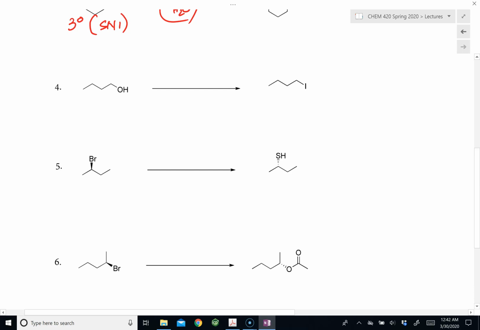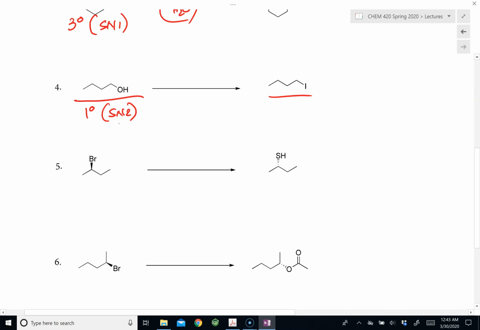And now for number 4. So we want to convert an alcohol into an alkyl iodide. How will we be able to accomplish this transformation? Here, again, let's analyze the substrate. Our substrate is primary, and the molecule doesn't have a chiral center on it. Therefore, we can do either SN1 or SN2. But because we have a primary substrate, it would be best for us to use SN2.